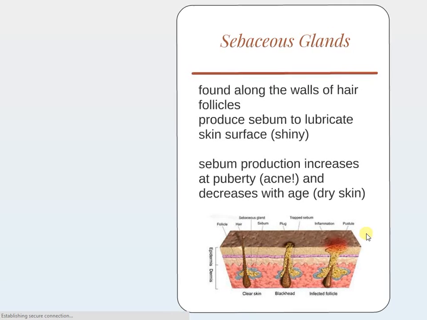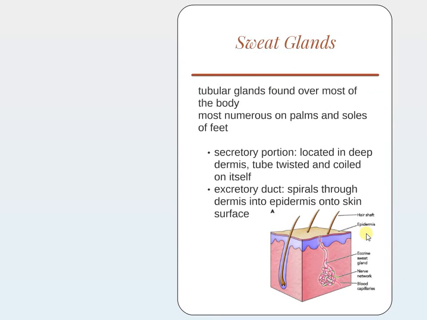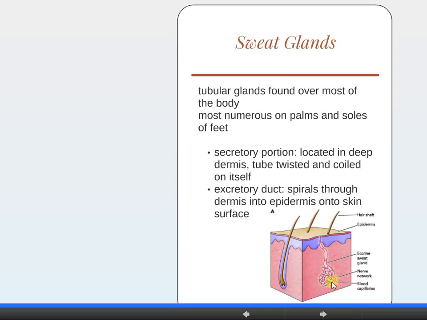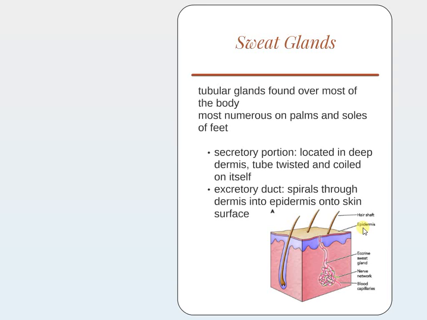Those are sebaceous glands. And we also have sweat glands, which you are probably very familiar with. Sweat glands are simple tubular glands found over most of the body. You can see in this picture that it coils up around itself, and the only exit is at the surface of the skin on the epidermis. Your sweat glands are most numerous on the palms and soles of your feet. If you think about when you get nervous, where's the first place that starts to sweat? A lot of times it's going to be the palms of your hands.